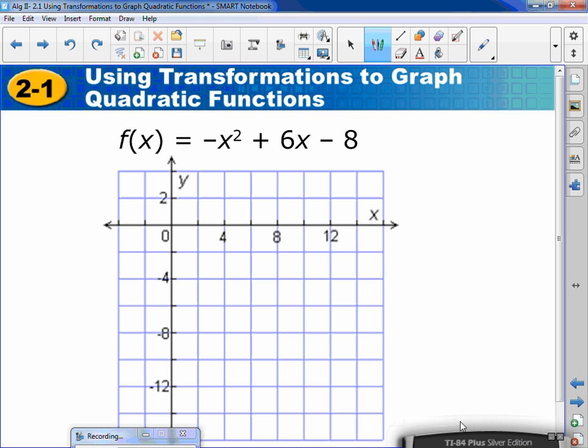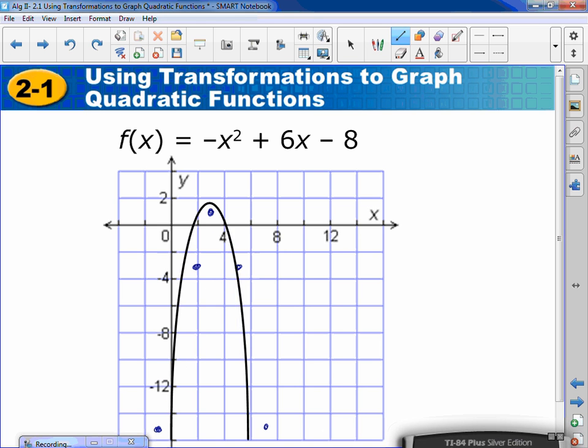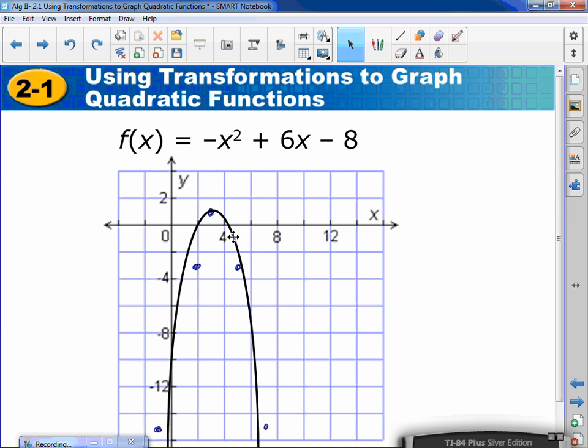If I graph these now, what's the first one? Negative 1, negative 15, which is down here. The next one? 1, negative 3. The next one? 3, 1. 5, negative 3. And 7, negative 15. If you look here, that's close enough. The parabola is upside down.